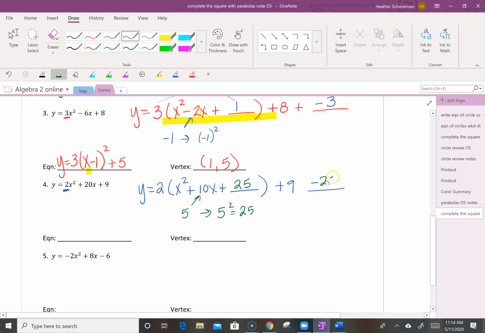We are not going to put negative 25 here. That's not what we really added. We really added 2 times 25, which is 50. So to balance it out, I have to do negative 50.